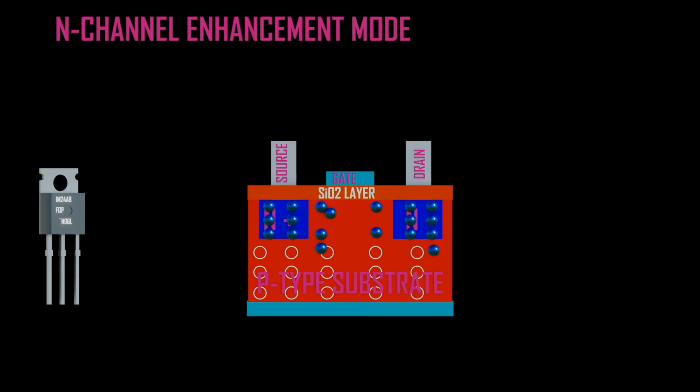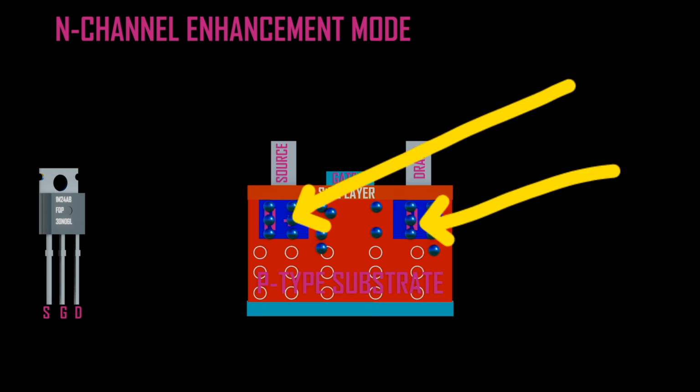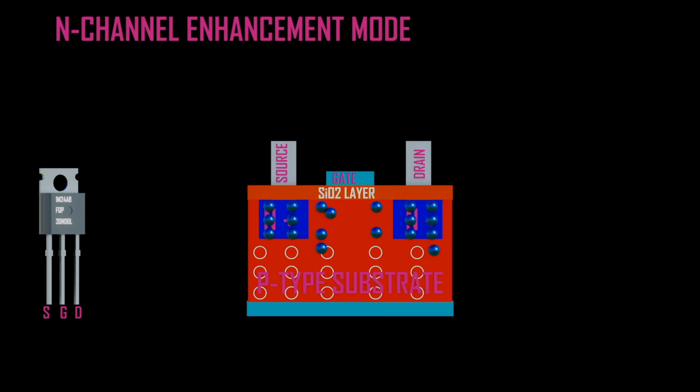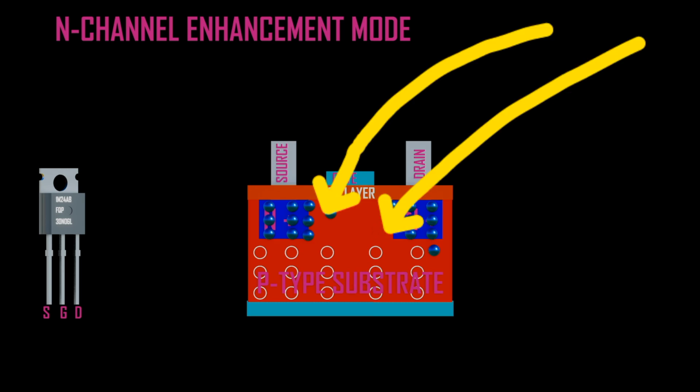Similarly, in N-channel, both depletion and enhancement mode take place, but here the electrons are majority carriers, which facilitate conduction across the channel. At first, when no voltage is applied at the terminals of source and drain, at the junction, electrons and holes recombine, forming a depletion region which prevents further electron jumps.